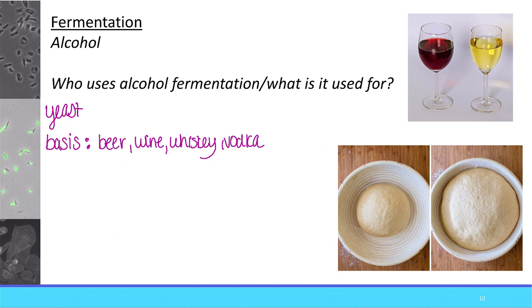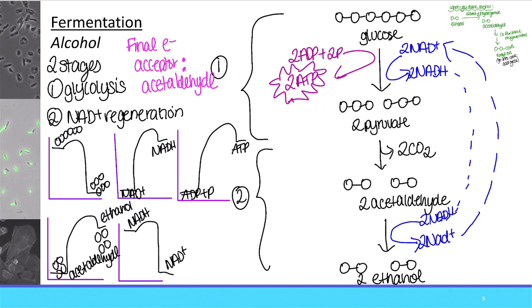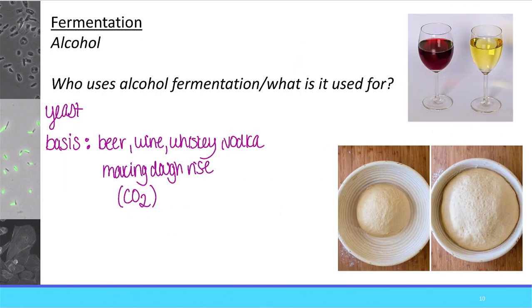The other thing that we use alcohol fermentation for is for making dough rise. On the bottom right here's a picture of someone who is making bread, and then you can see on the right over time that dough has risen. And so that CO2 that we made, let me go back for a second here. So here where we have the CO2 that is produced, I'll go ahead and highlight that. That CO2 is what actually makes the bread rise.